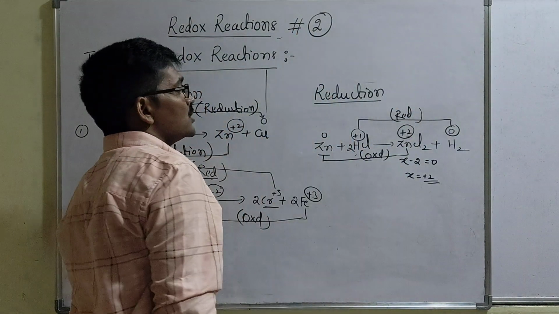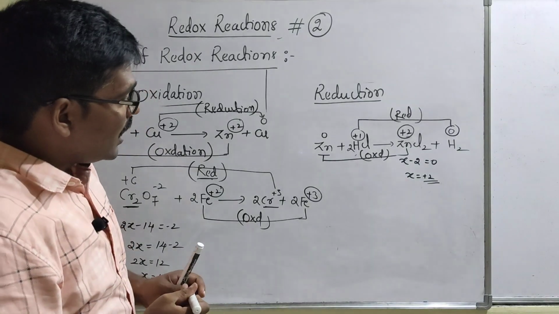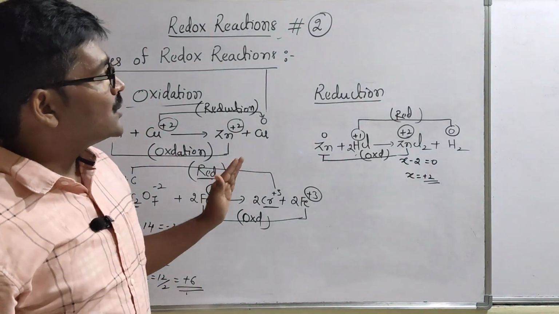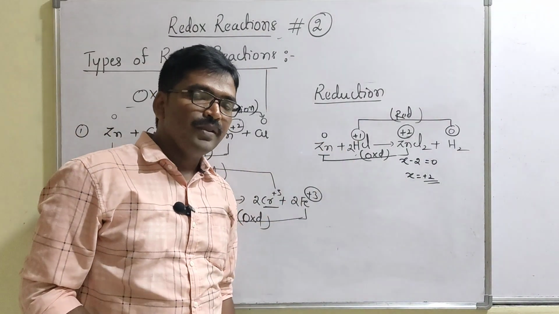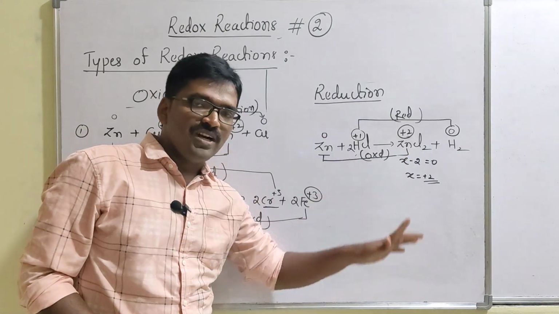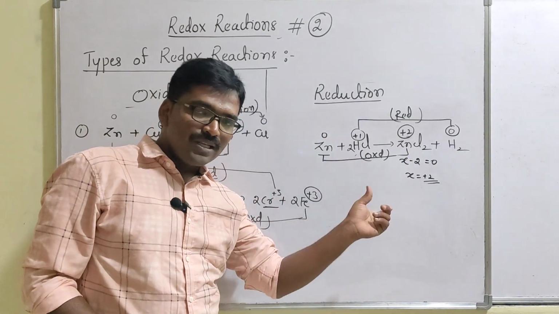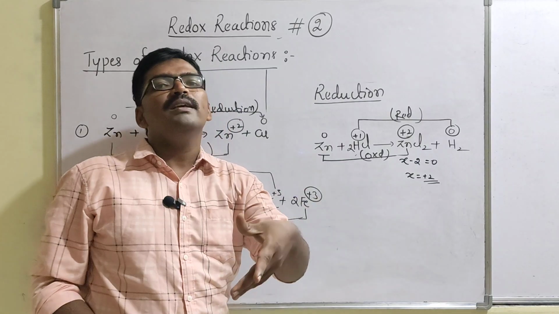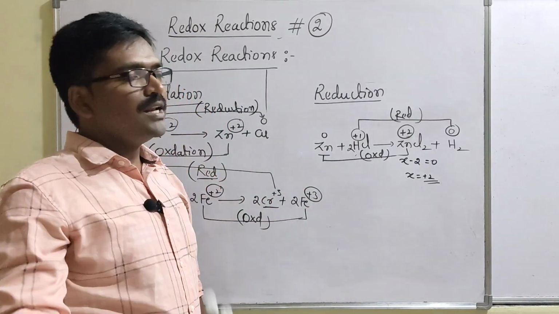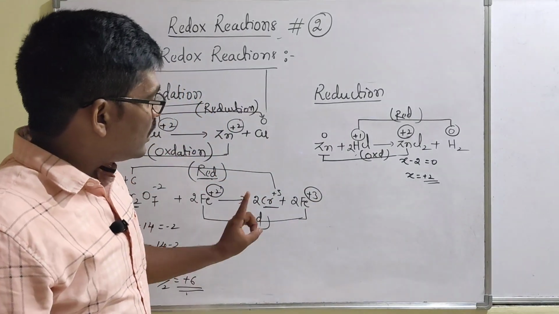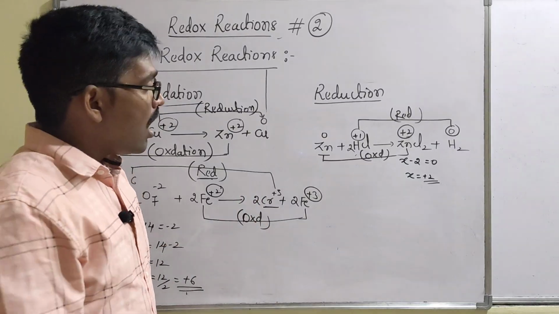It is redox reaction. So where oxidation number increases, oxidation; where oxidation number decreases, reduction. Both simultaneously take place within the reaction, we call it redox reaction. Clear, my dear students? Right. So now one more point, how to remember.